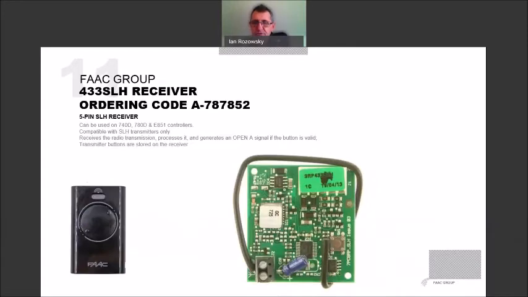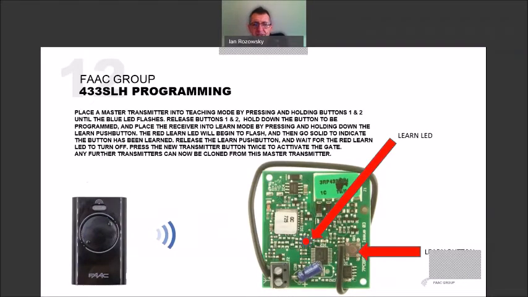We look at the other 5-pin receiver, which is the SLH version of the one we've just looked at, and effectively that is also used on the 740, 746, 844, and 851 sliders. It is compatible with SLH transmitters only, and works in exactly the same way as the previous unit. We press a button, there's a transmission from the remote, it's decoded by the board, and if it's valid, it will present an open A signal to the control board, which will open the gate. And once again here, the transmitter buttons are stored on the receiver, so if you remove the receiver, you also remove the remote controls. How do we program this receiver?